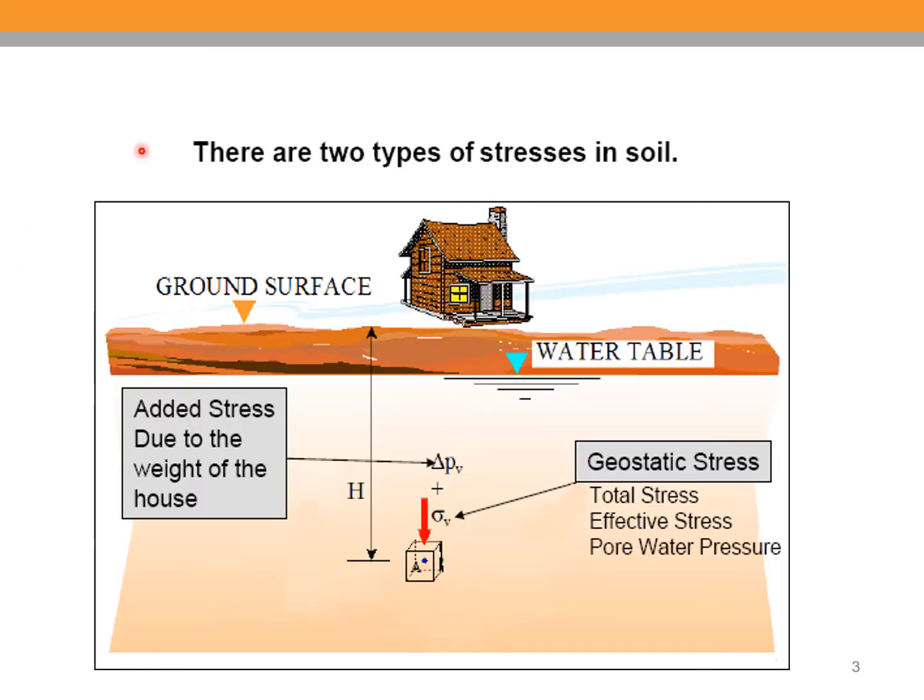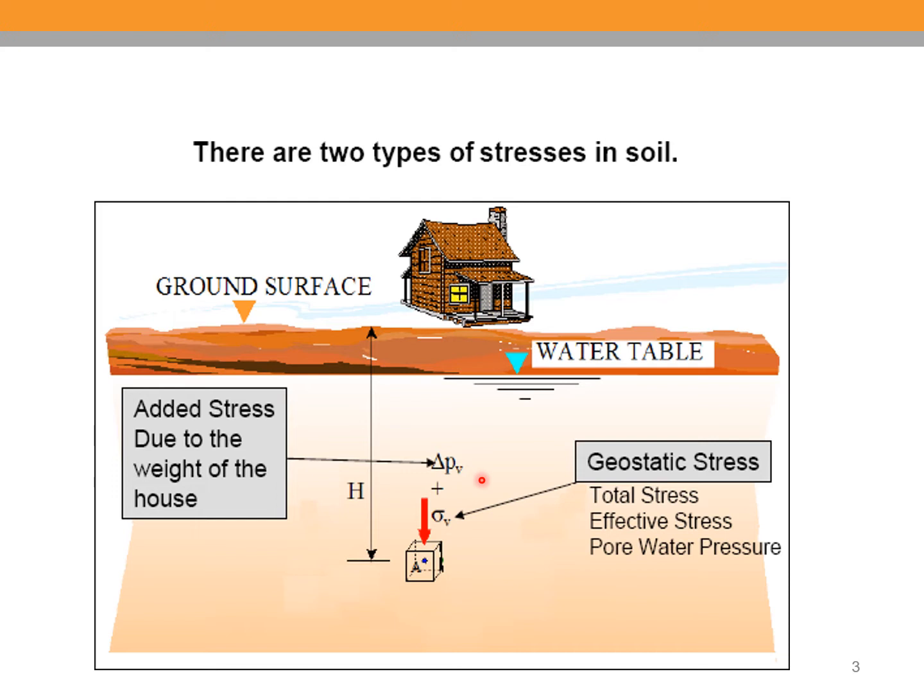To have a clear perception, you can see this example: this is the ground surface. The groundwater table is present at this particular level, and a house is present over here. If we consider an element of soil, on this element we have the geostatic stress, that is sigma V, and we have delta PV, the added stress due to the weight of the house.